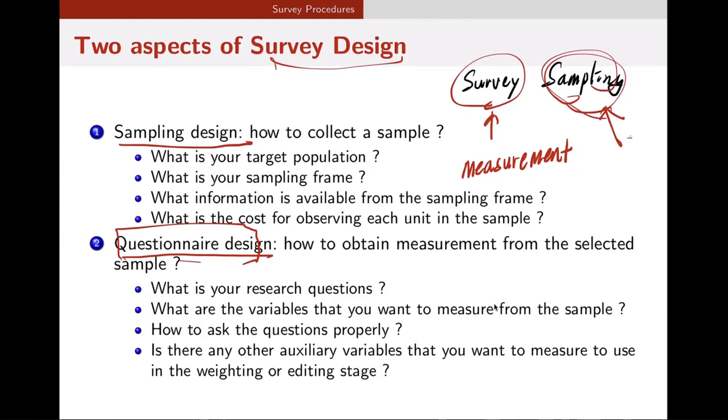Representativeness. We want our sample to represent a finite population. So to obtain a representative sample, we need a proper sampling design, something like that. So let me use this. There are two things. This is a survey. This is sampling.